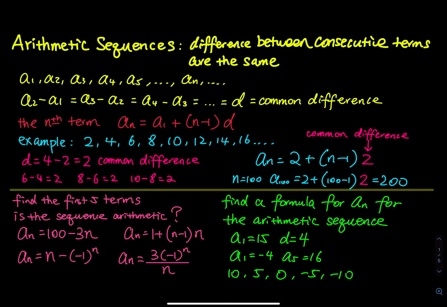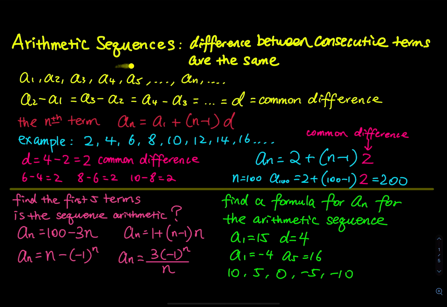So basically, you find the difference between a1 and a2, and that applies to every two consecutive terms. So let's say the difference is 5, then the difference between 2 and 3 is 5, the difference between 3 and 4 is 5, and so on and so forth. And this difference, we call it a common difference.